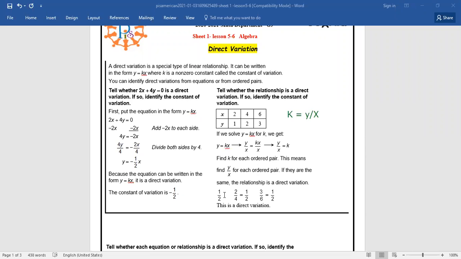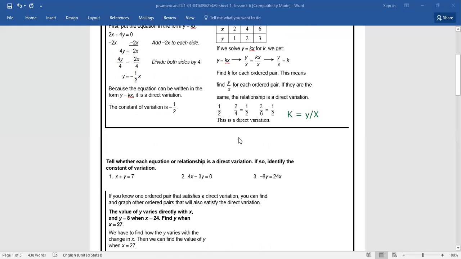What do you notice? They are the same. Yes, they are a direct variation. Every time we can find the same value of the variable. For this reason, we said that this one will represent a direct variation. And vice versa. If you can't find a constant value, then this one will not be a direct variation. Understood?